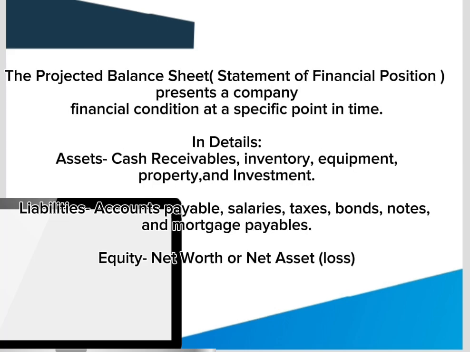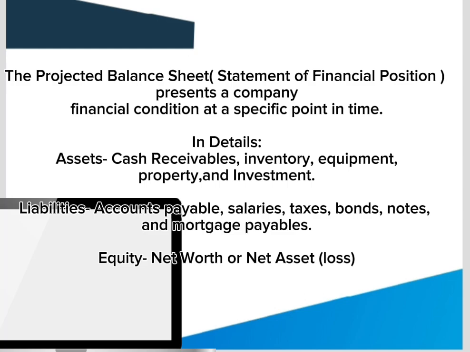The projected balance sheet, or statement of financial position, presents a company's financial condition at a specific point in time. So what is a projected balance sheet? It shows the expected financial position of the business at a future date, typically year end. In detail, the projected balance sheet has assets, liabilities, and equity. First is assets. Assets are estimated based on operations, investments, and financing activities. Assets have cash, receivables, inventory, equipment, property, and investments.